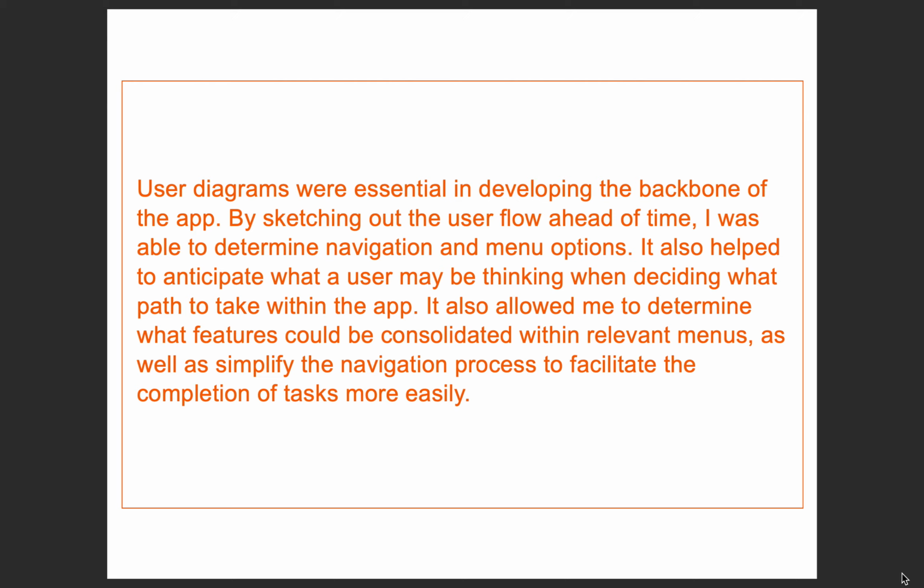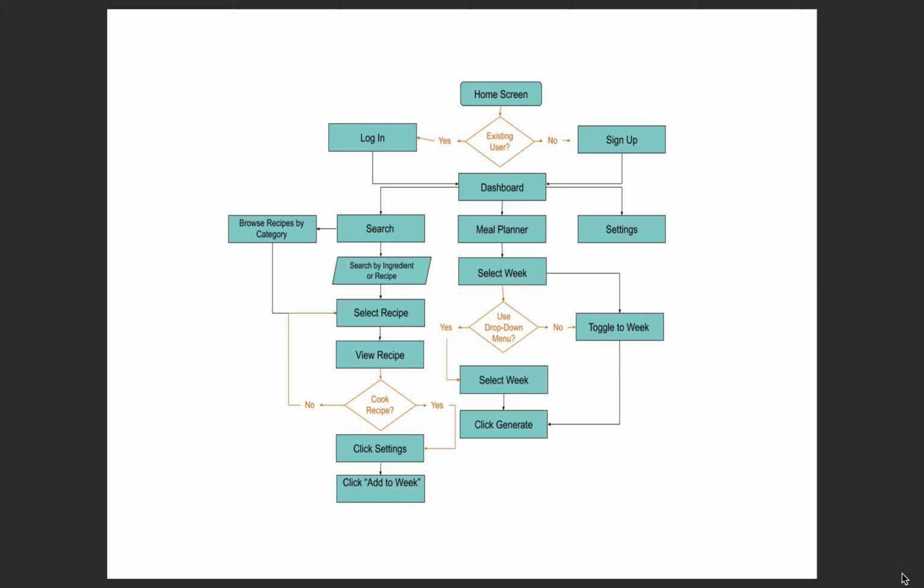So user diagrams helped me get an idea of how the app would be organized in terms of what menus it needed, and what features could be consolidated within those respective menus. Okay, so this is the sign in or sign up process. It also goes through how the user can search for a recipe, select a meal, generate a week's worth of meal plans and then swap out meals.